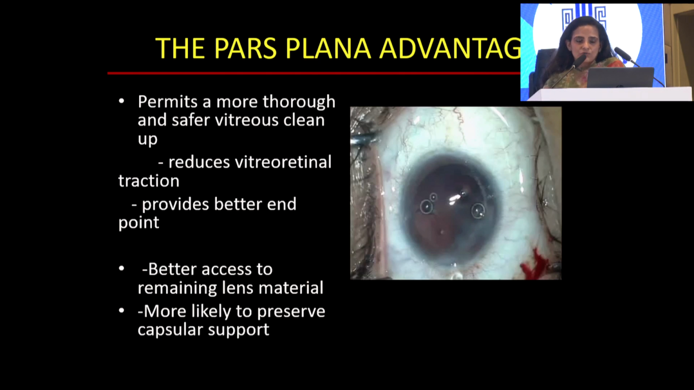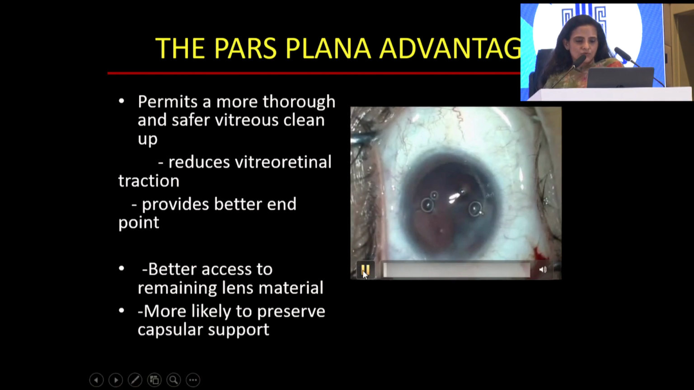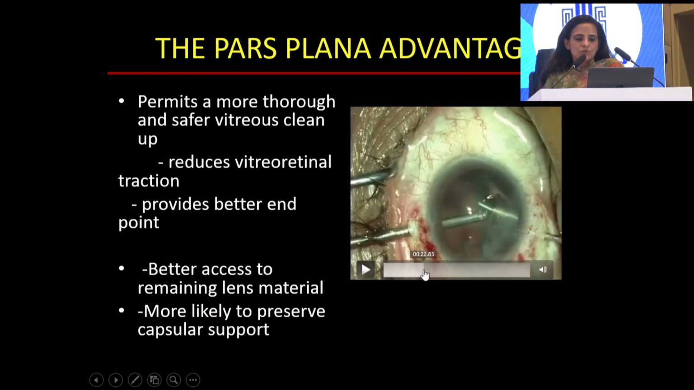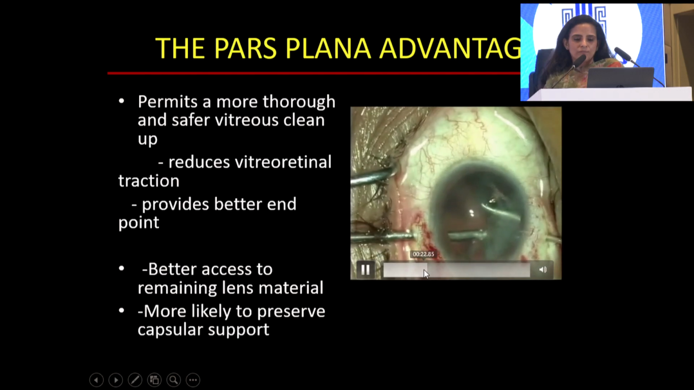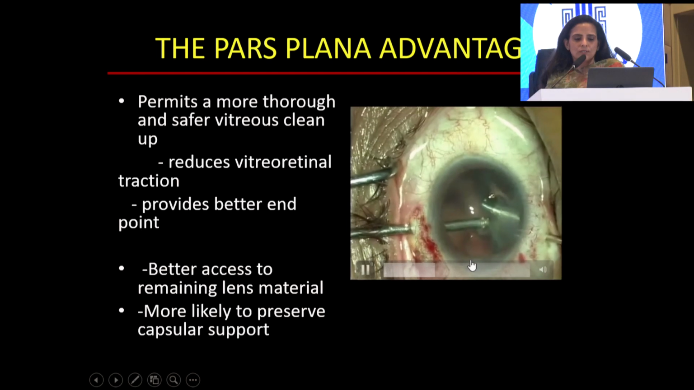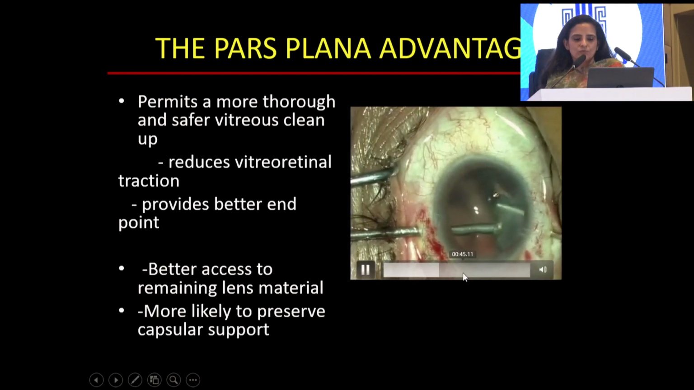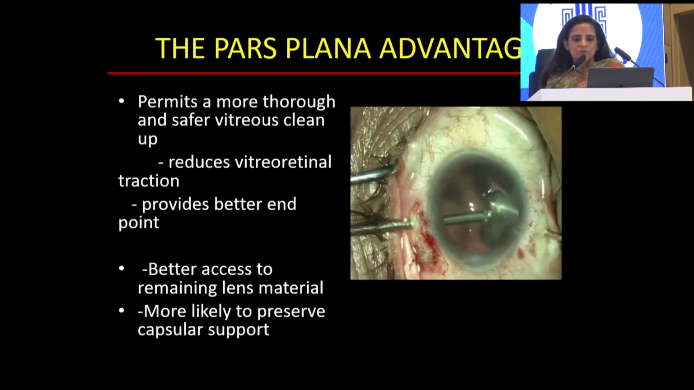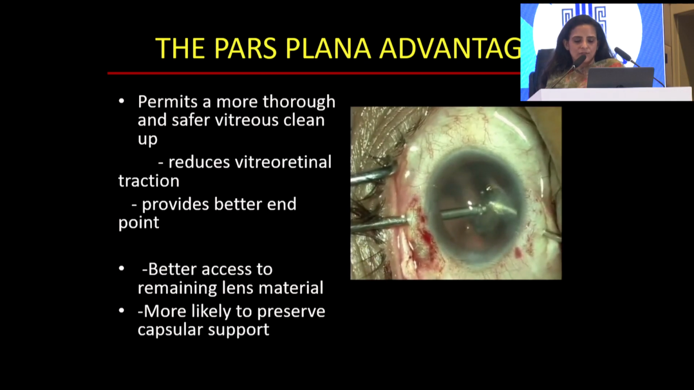What I would suggest is to do a pars plana vitrectomy. You can clear up the vitreous thoroughly, you can remove the pieces, it reduces the vitreoretinal traction, it provides a better endpoint, and it gives you better access to the remaining lens material. It also preserves the capsular support. So you can go in through the pars plana. With an MVR blade, you make these incisions. It's an easy technique to learn. And then through the pars plana, you put in your instruments and then remove the remaining cortical matter and do a vitrectomy at the same time.